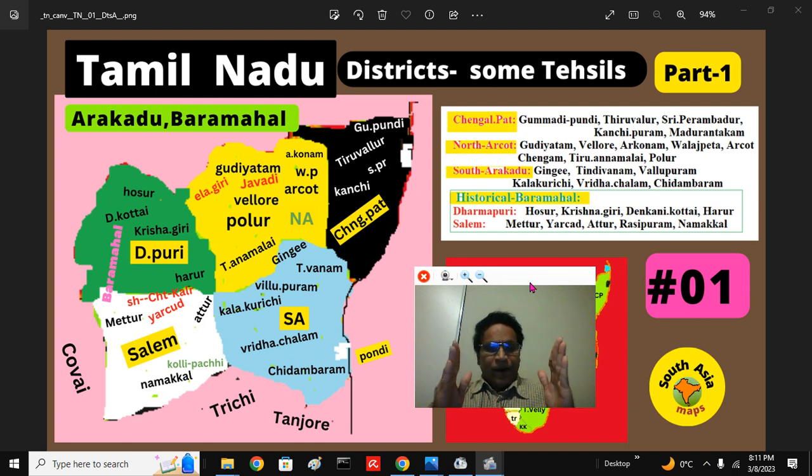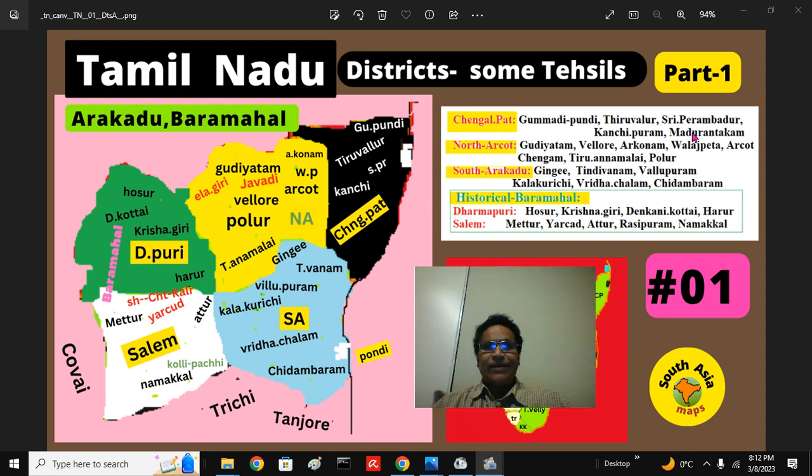A cautionary note: I am not a native of Tamil Nadu, so some of the names of the places I pronounce may be a little different. Of course, for the audience that itself may be very interesting too, because we are looking at a fascinating region from the perspective of a non-resident of the state. So there will be 3 parts of these districts and sub-districts, part 1.